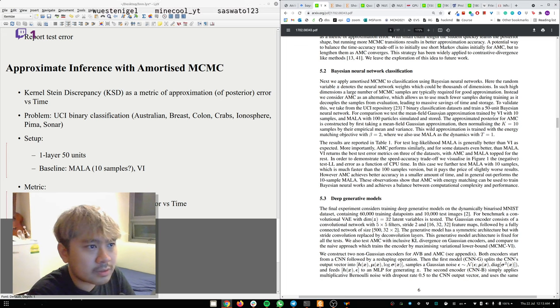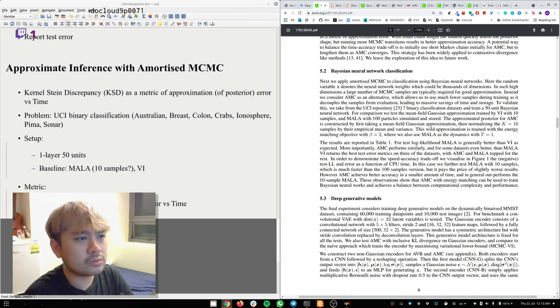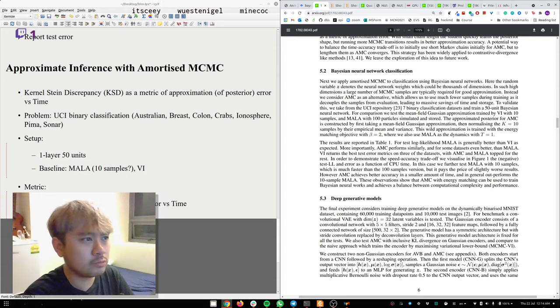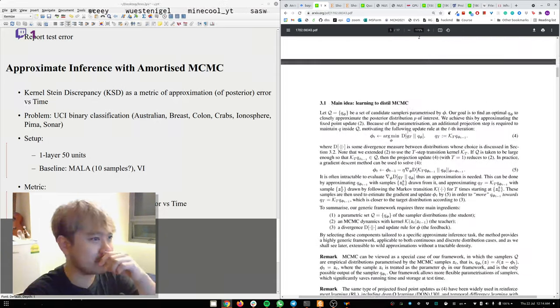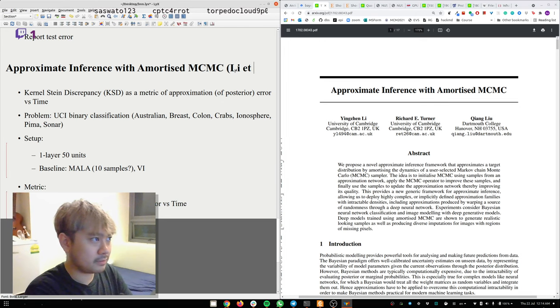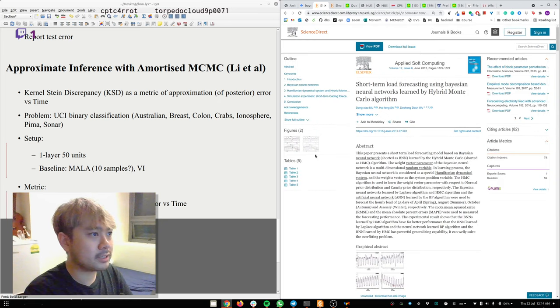Well, for comparison, it has a mean field Gaussian approximation trained by VI with 10 samples and model 500 particles simulated and stored. What does that mean? Mean field Gaussian approximation with 10 samples. What does that mean? Oh, okay. How does this make any sense? Wait, maybe I'm reading this wrong, but okay. Oh wait, I think I heard of these people, right? Okay, let's keep it going.